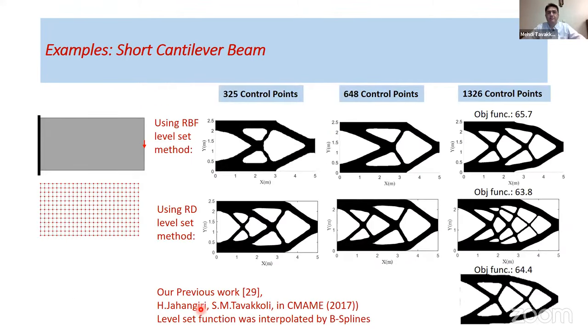For the beam compliance problem, a short cantilever beam is considered under a point load at the end center. And the results for models with different numbers of control points are shown here. The first row is for the radial basis function, and the second is for the reaction diffusion method. In our previous work, in which the level set function was interpolated by B-splines, we could not obtain a good and appropriate solution for a smaller number of control points.